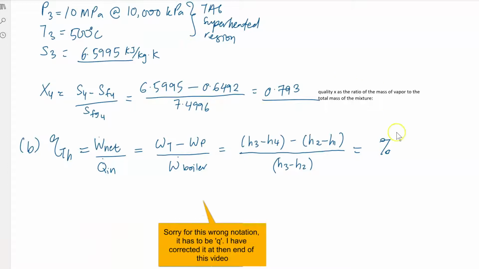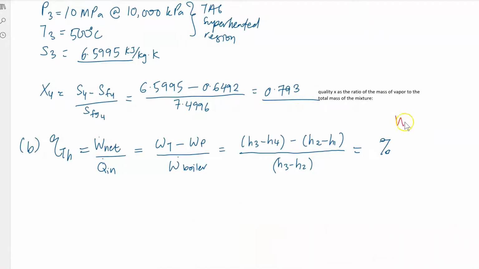I would like to remind you here that W dot stands for megawatt or kilowatt, or it could be in kilojoule per second. The notation with capital W means simply kilojoule, and the small w means kilojoule per kilogram, for every specific mass. It goes the same with Q dot, Q, and the small q.